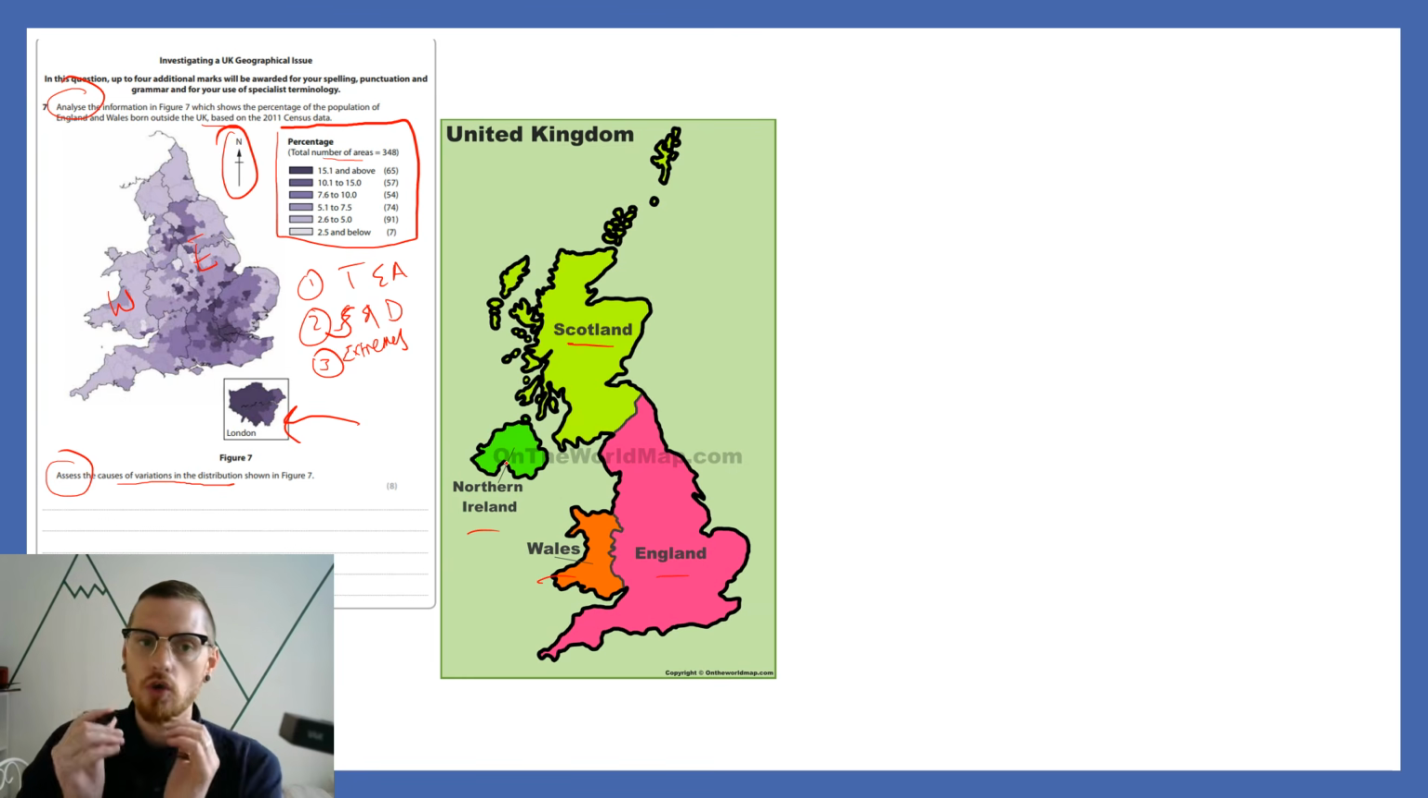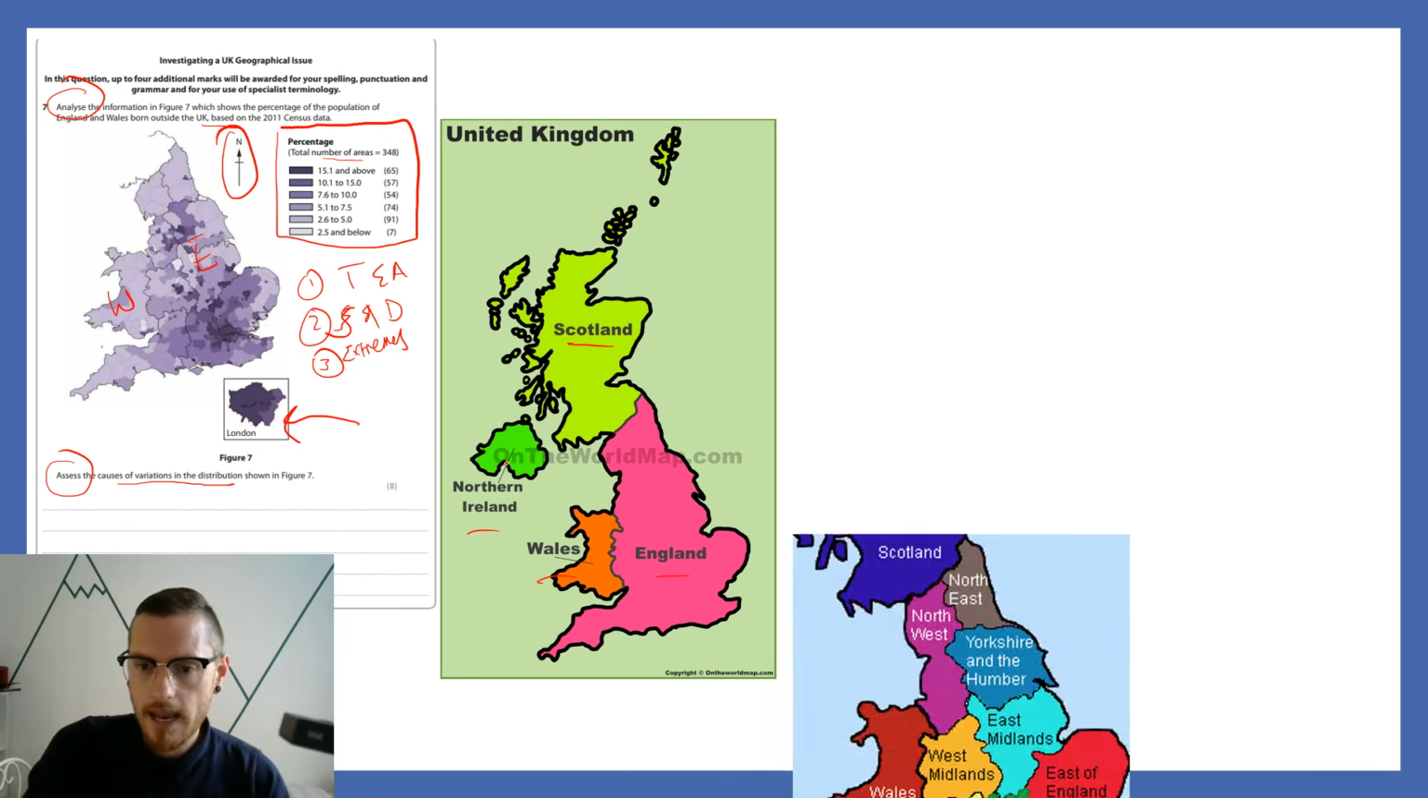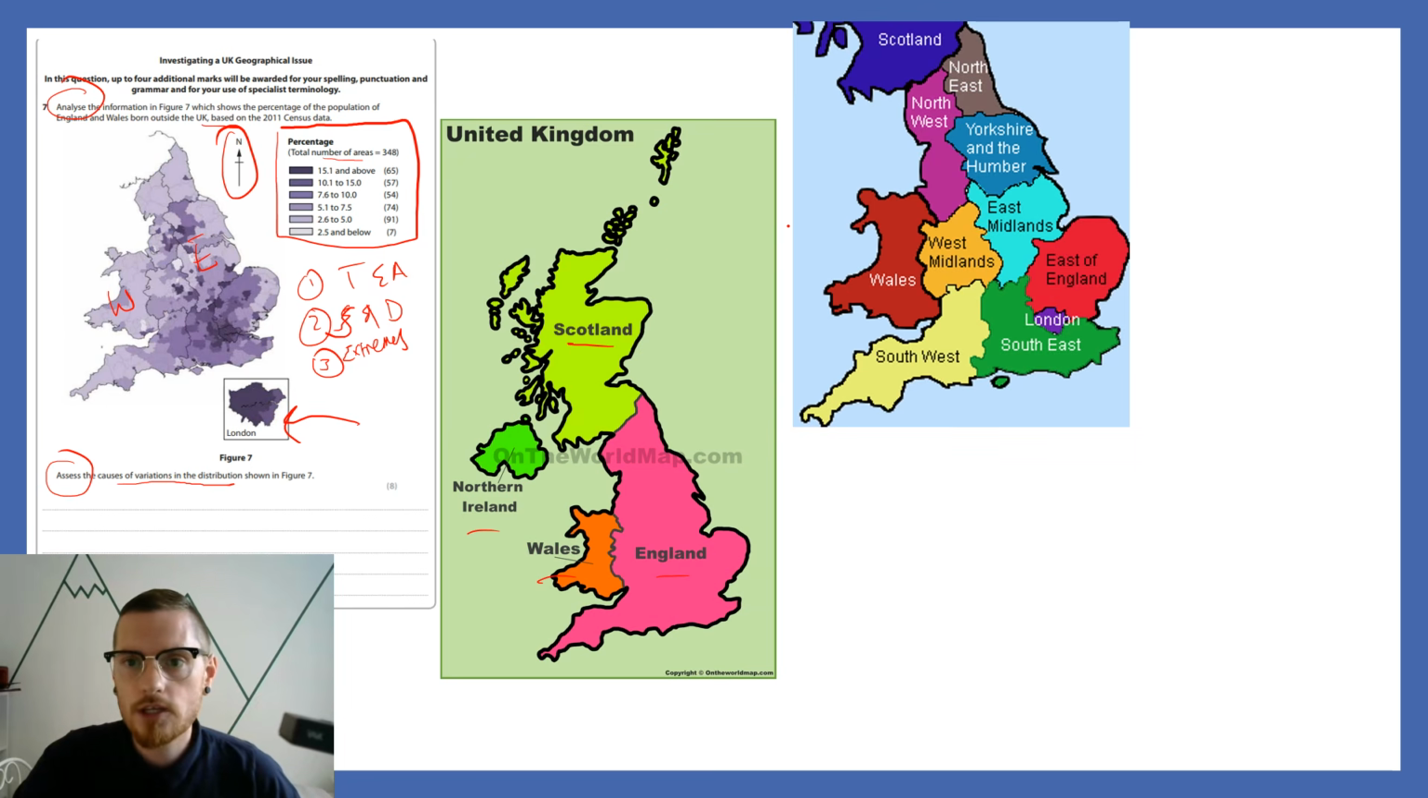So when you talk about the variation of distribution, how spread out people born outside the UK, living in the UK are, then you should be referencing England and Wales. They've purposely selected not to use Scotland and Northern Ireland, so you should have been able to pick upon that. Next, let's learn some regions of England: northeast, northwest, Yorkshire and the Humber, East and West Midlands, east of England, London, southeast, southwest. So pause this video in a second and learn regions.